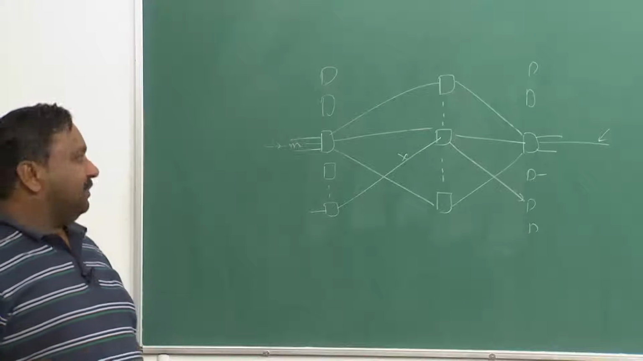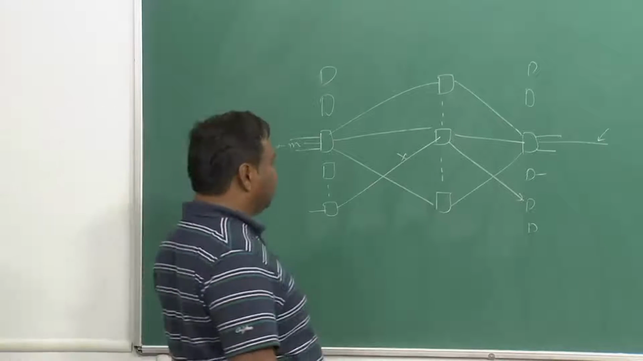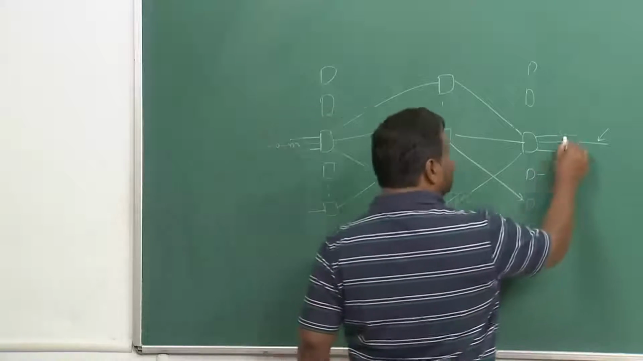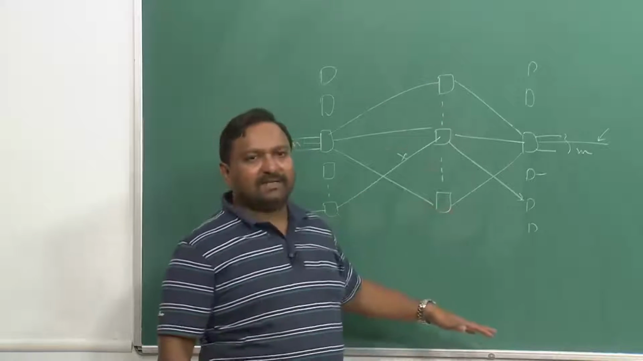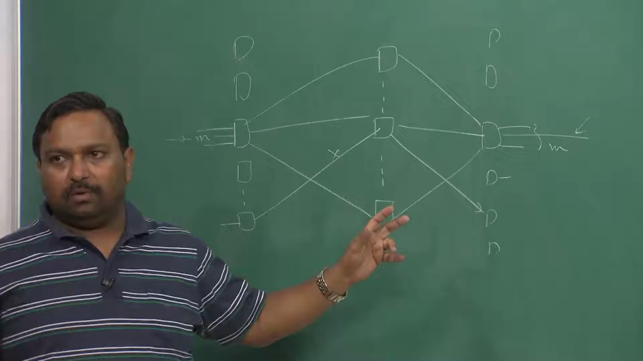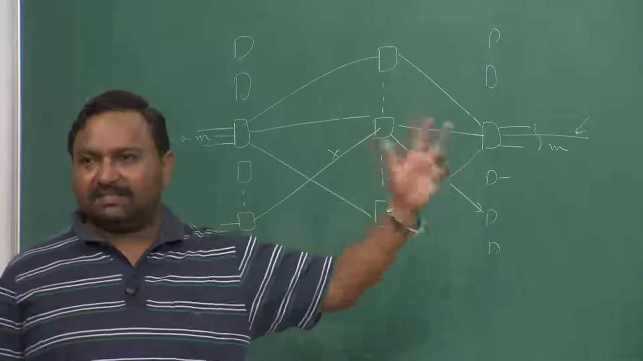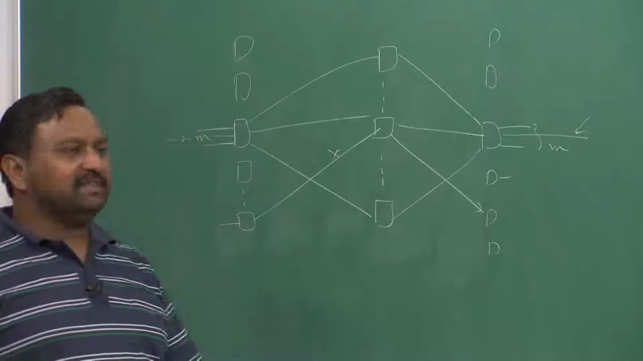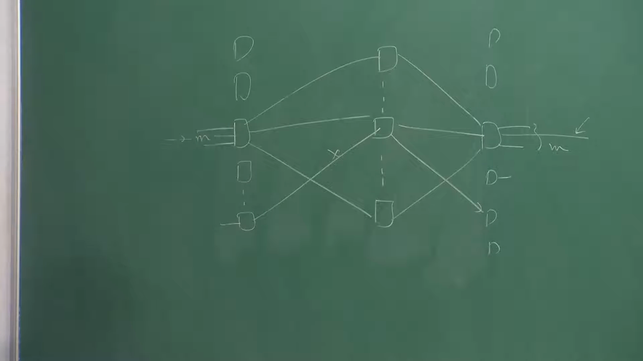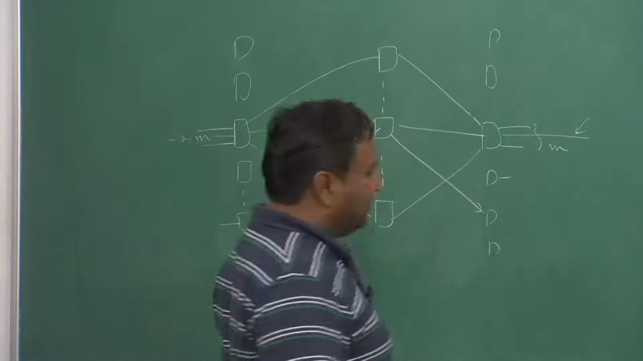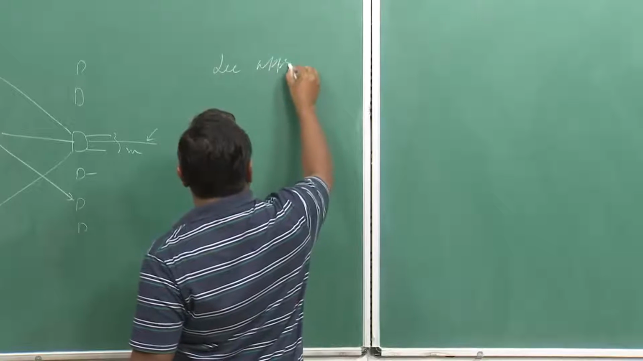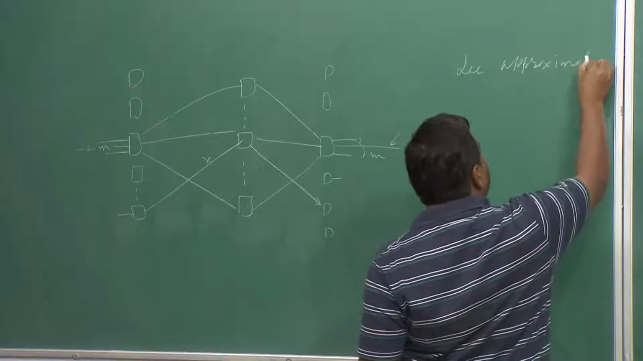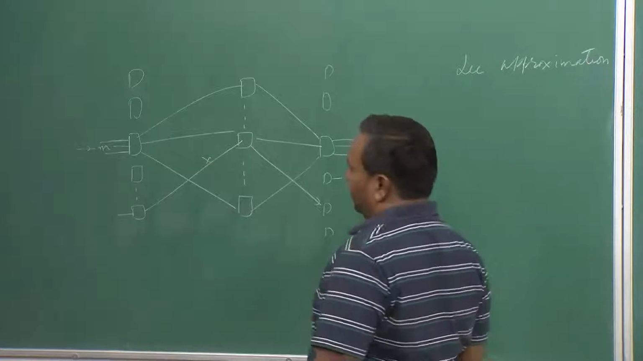We do know that if the number of middle stage switches, with these ports being m and these ports being m, is greater than 2m minus 1, the blocking should become 0. That is what the Clos theorem says, and we have seen this in the previous lecture. Now, how do we estimate it here? There are various ways, and we will discuss two of them. One is the Lee approximation.